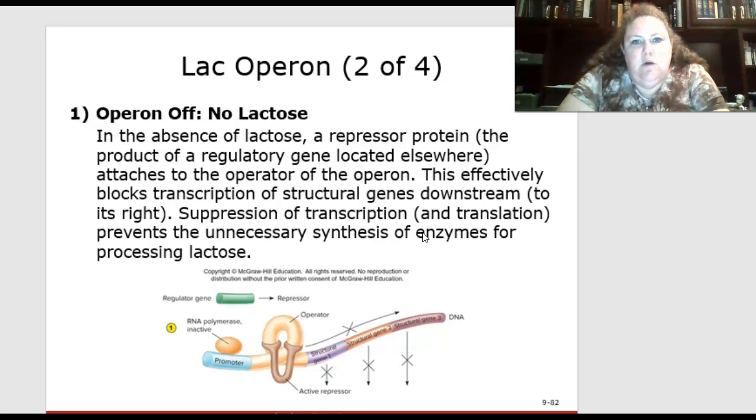Part 1. And so in the absence of lactose, a repressor protein, which is the product of a regulatory gene located elsewhere, attaches to the operator of the operon. And this effectively blocks transcription of the structural genes downstream to its right. And then there's suppression of transcription and translation, and this is going to prevent unnecessary synthesis of enzymes for processing lactose.